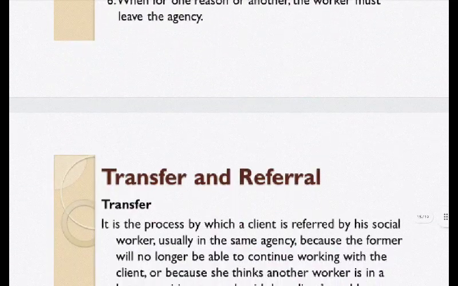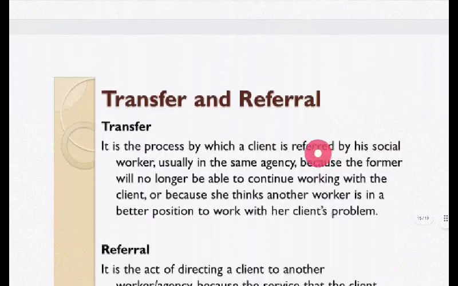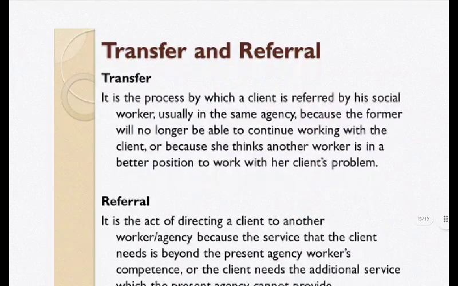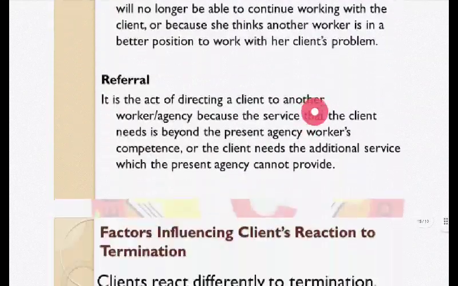Nag-leave po yun, no? Transfer, ano po yung kaibahan ng transfer at saka referral? Pag sinabi po natin transfer, no, meaning it is a process na yung client, no, is nire-refer ng social worker sa another social worker, tina-transfer. Meaning, kliyente na po yung isang tao. Okay, sa transfer. Yung referral po, hindi pa naging kliyente, kaya nga nire-refer siya para maging kliyente siya. Okay? So, it is an act of directing a client to another worker because, okay, ganun po yun.